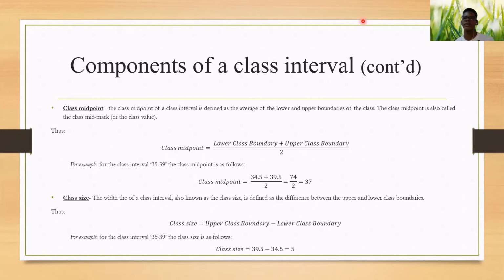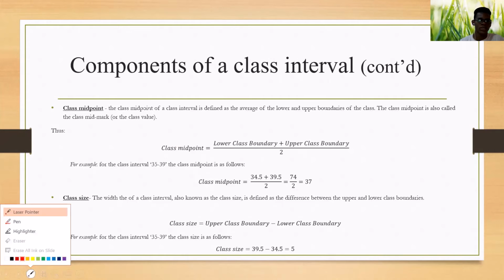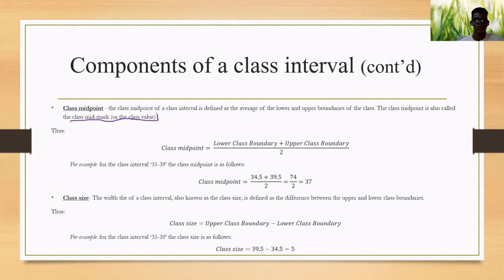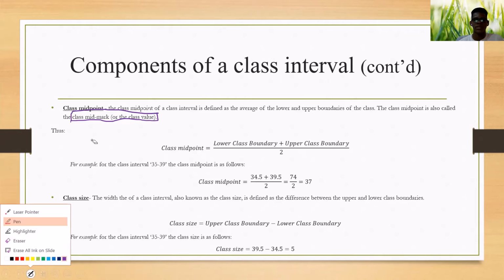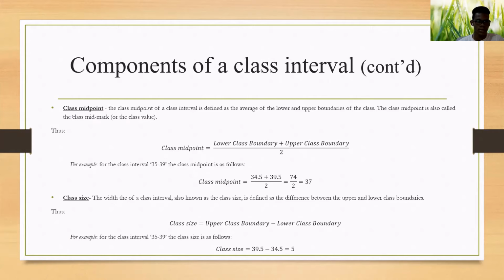So the class midpoint is also called class midmark or class value. Now, I've never actually seen it called class midmark or class value, by that I mean I've never seen it in a CSEC exam or in a text being called this before, right? But these are some other names for it. It can be called class midmark or the class value, right? But what the class midpoint is, is the average of the lower and upper boundaries.